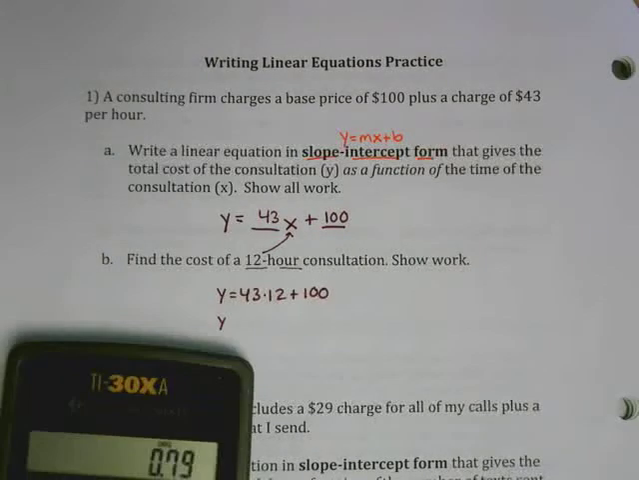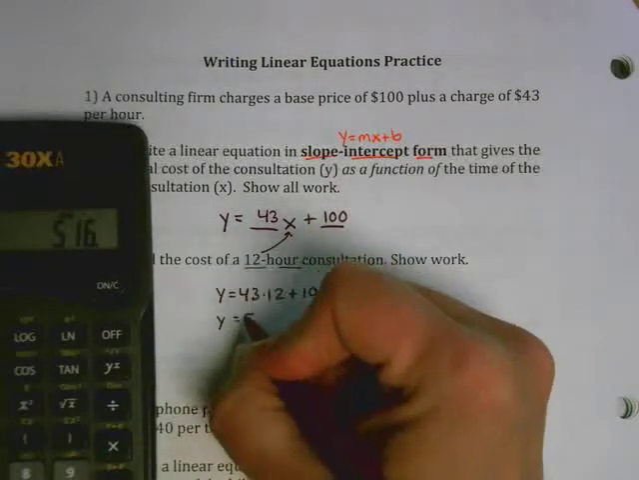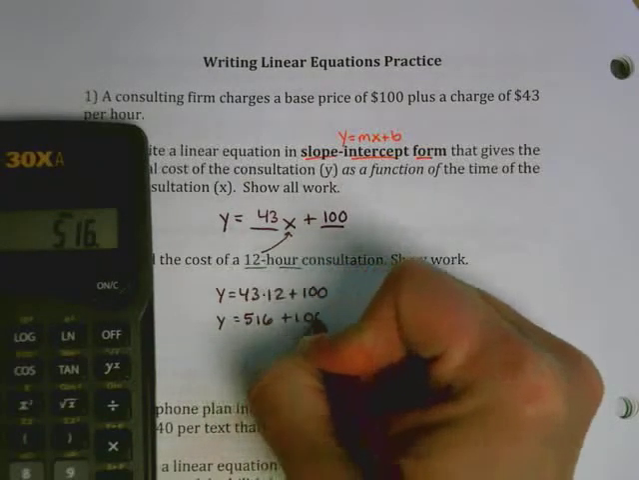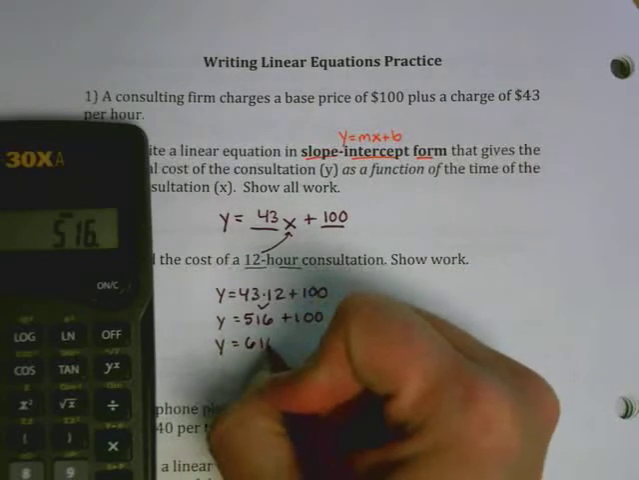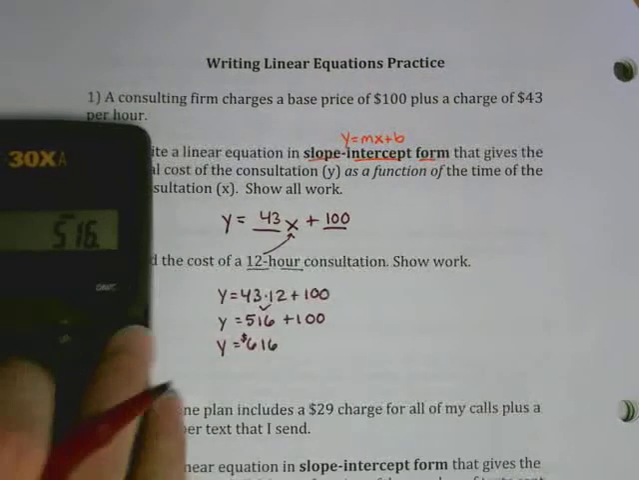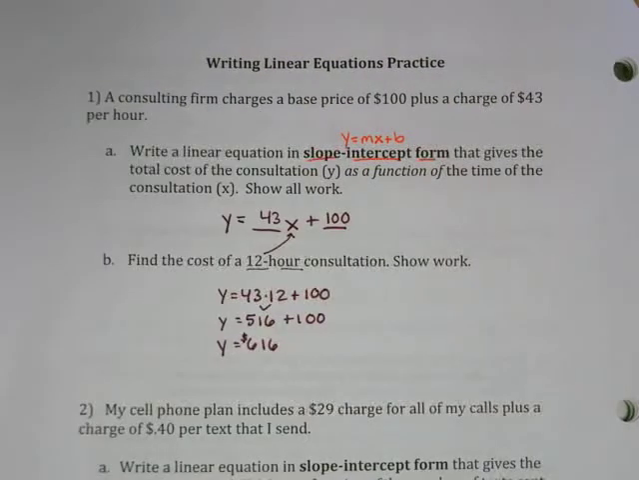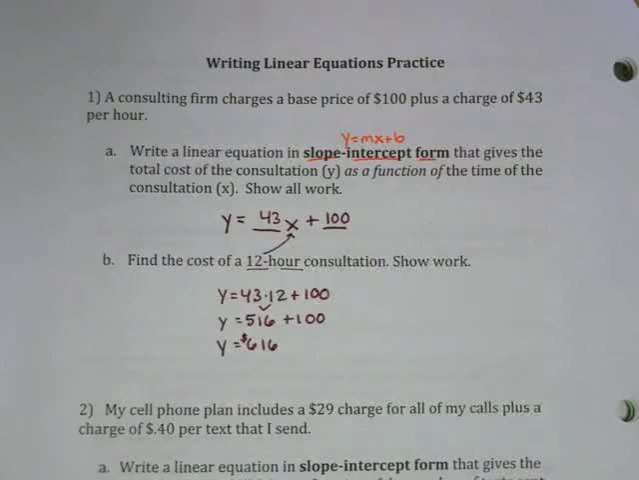So 43 times 12 is giving me 516. Then I've still got to add my $100 in at the end. I'm doing my multiplying first. So 616 what? Dollars, because this is the cost. So I just want to expose you to as many different situations as possible for linear equations.